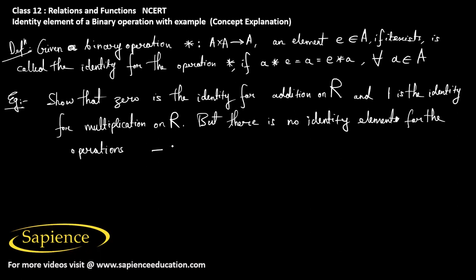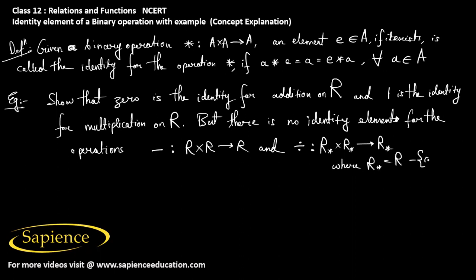minus, which means subtraction, which maps from R cross R to R, and division, which maps from R star cross R star to R star, where the set R star is equal to R minus 0. It means the set of all non-zero real numbers. So now we can solve it.